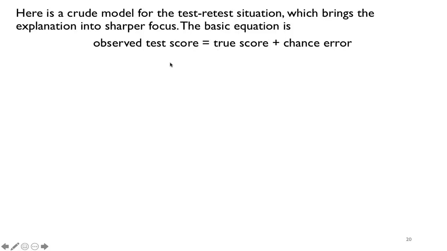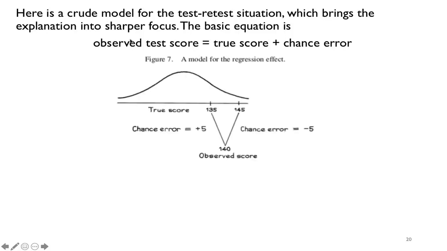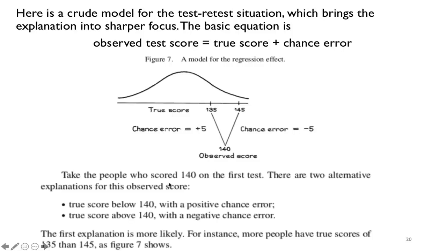And so here's the basic equation. It says that the true score of the student plus the chance error. Maybe you can't expect the student to do the same on both tests, so there's some kind of an error there. And so their true score plus the chance error gives you the observed test score. And so again, assuming that the IQ score follows this normal distribution, which is reasonable, here's how we can think about this. Suppose we have a student who scored 140 on the first test, which is their observed score.